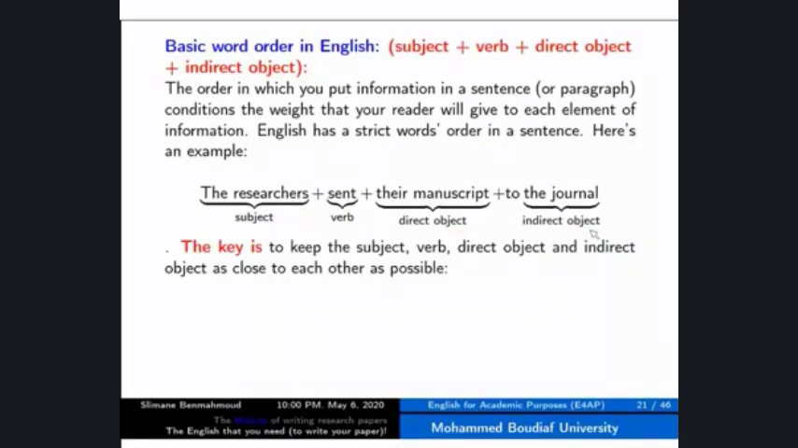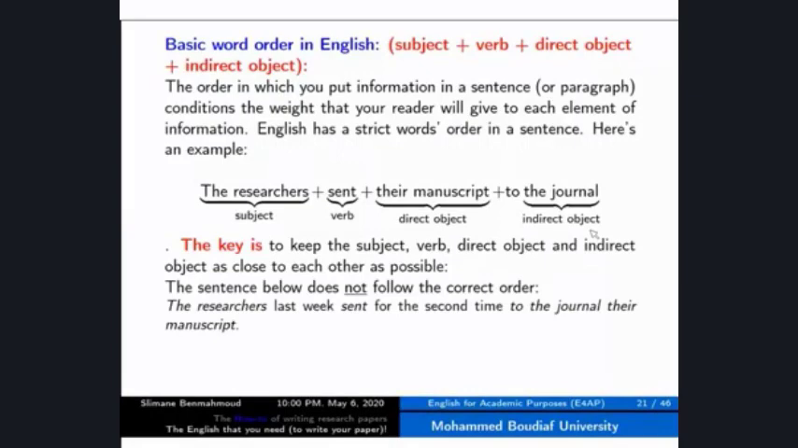The key here is to keep the subject, the verb, the direct and indirect object as close to each other as possible. This sentence does not follow the correct order: the researchers last week sent for the second time to the journal their manuscript.